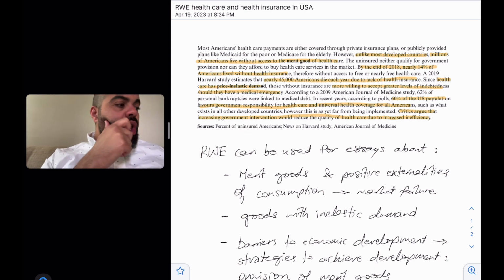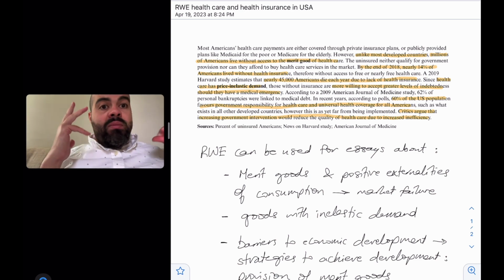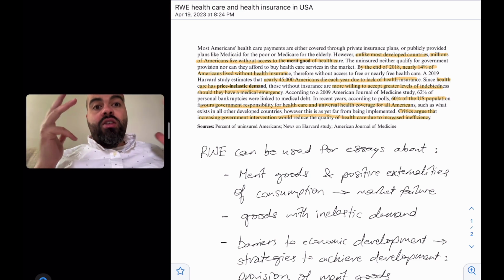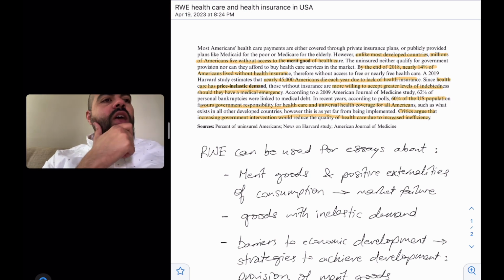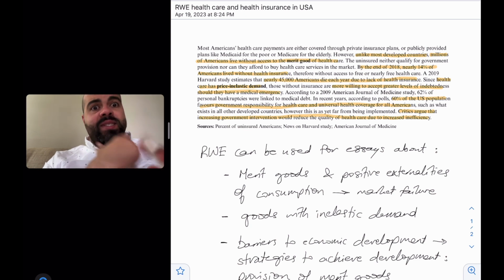So a lot of people go into massive amounts of debt when they need access to medical care when there's an emergency. According to a 2009 American Journal of Medicine study, 62% of personal bankruptcies are linked to medical debt. A medical bill that you're not covered by insurance for can actually make you go bankrupt here in the US.